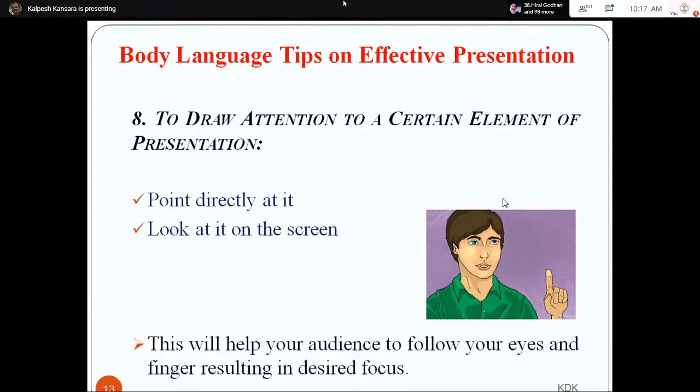So if you want the audience to concentrate on some word or some phrase or some point or sentence, you also should look at that, and you can point that with a pointer or a finger or a scale or something like that. So this will help your audience to follow your eyes and finger, resulting in desired focus. So you can also avoid distractions in this way. If the audience is looking elsewhere, you can catch their attention in this manner.